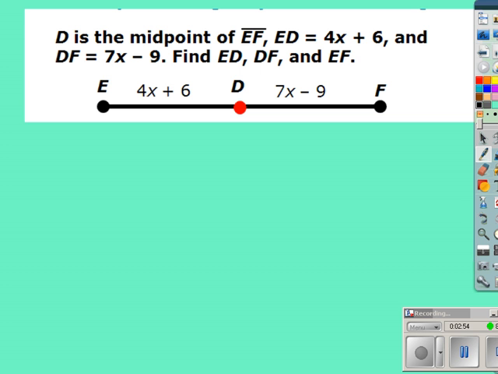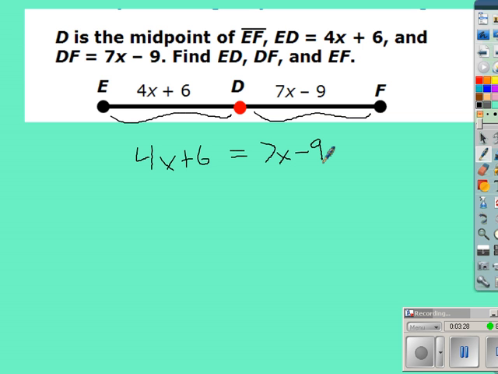So if I know that D is the midpoint, it's right in the middle, it bisects that line segment, I know that ED, right here, has the same measurement as DF. So I'm just going to take ED, which is 4x plus 6, and set it equal to 7x minus 9 because they're equal. They're right in the middle, same measurement. Now it's algebra. Now I can solve for x.